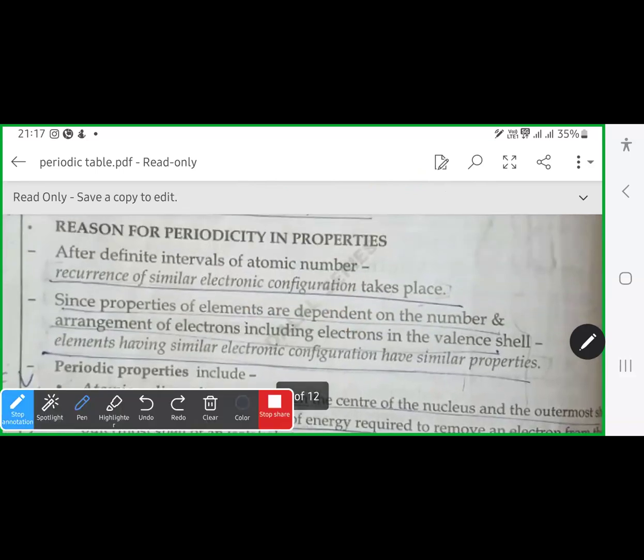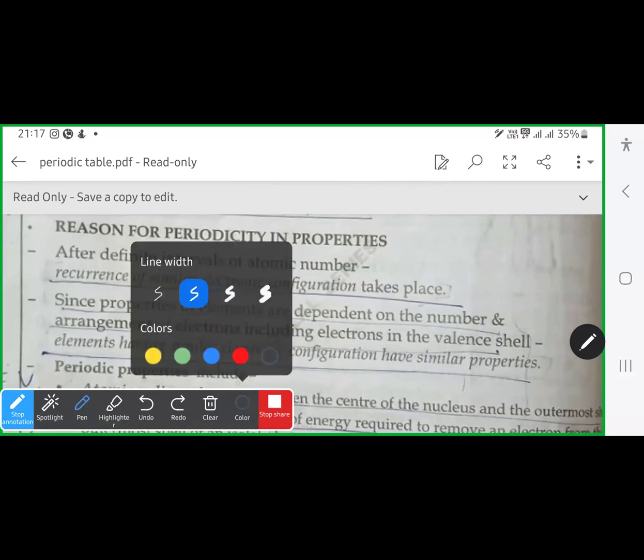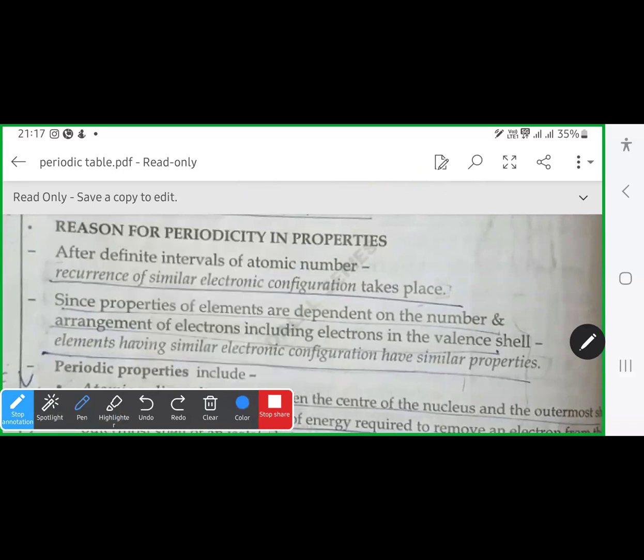Okay, one minute. Now, what are the periodic properties? So in the periodic table, there are certain properties which show a regular gradient as we move from top to bottom in a group, or left to right in a period.